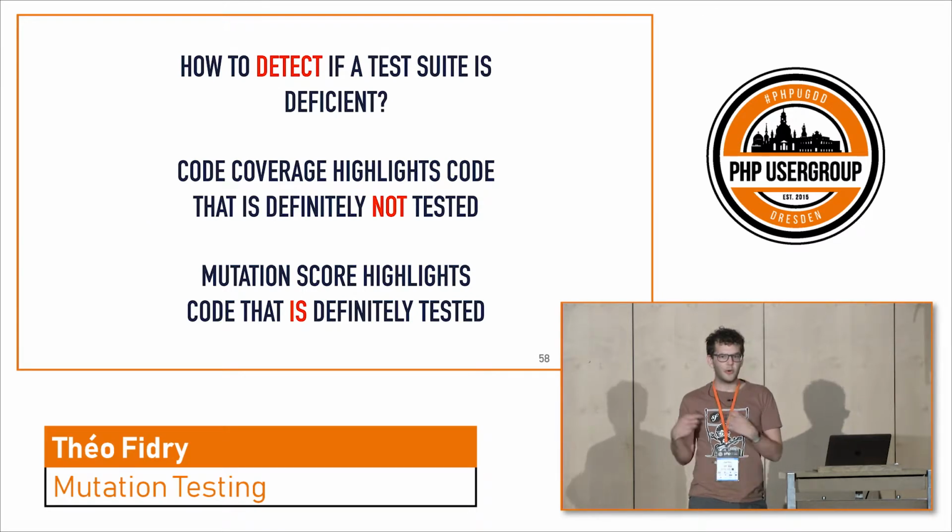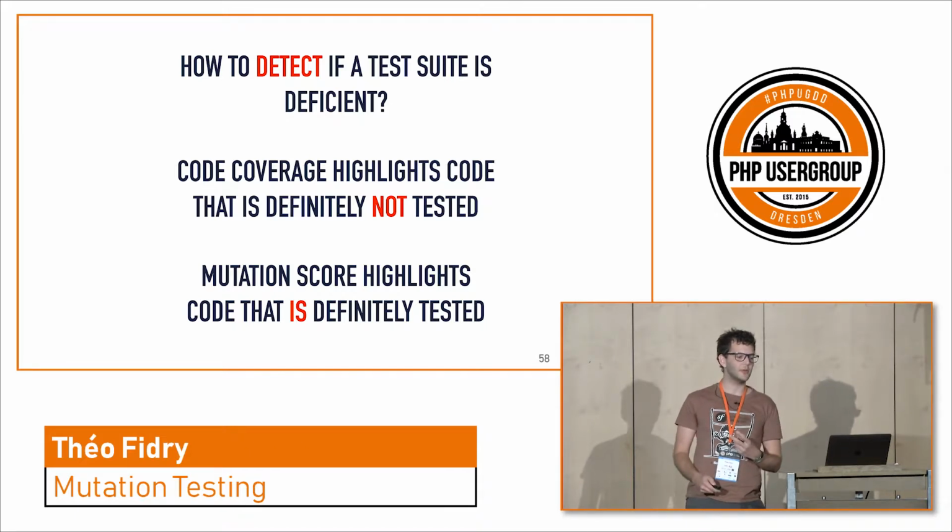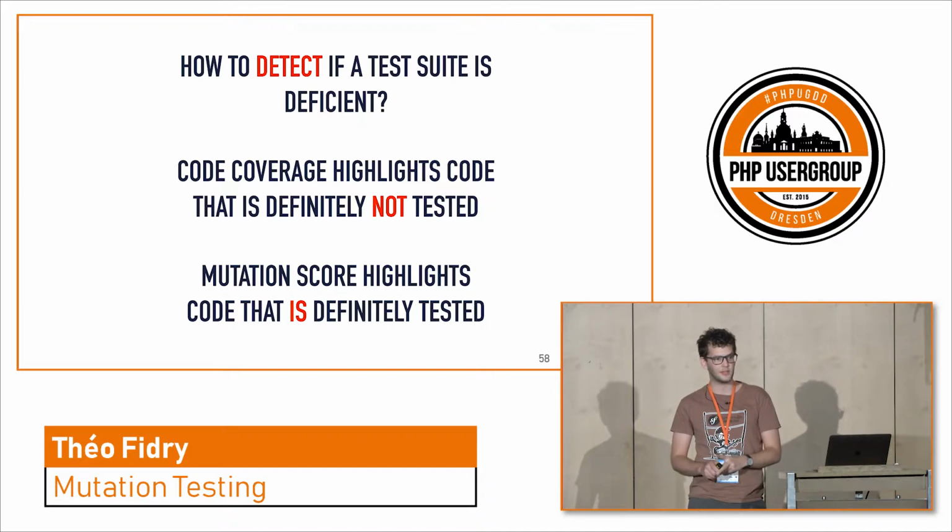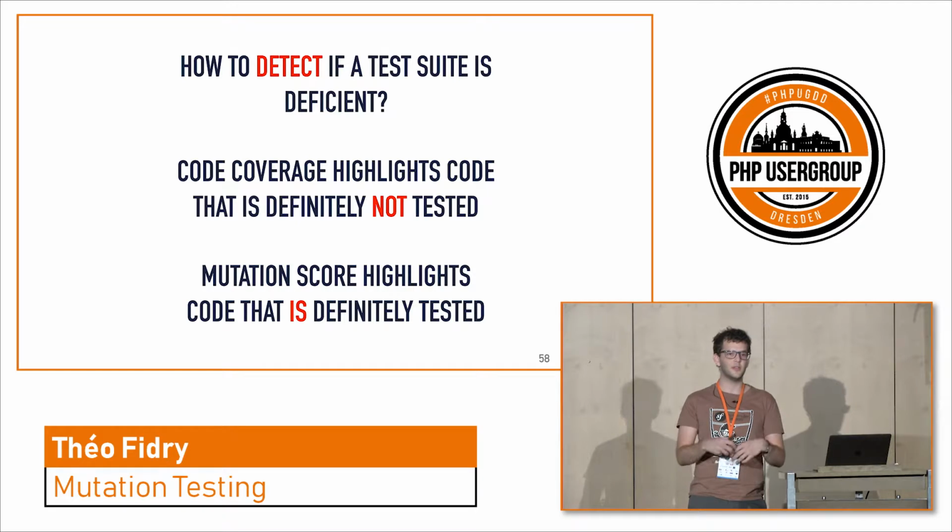So to the original question, how do you detect that a test suite is deficient? You have two metrics, not one but two. The first one is code coverage, which is going to tell you what is not tested. The code that's not being executed cannot be tested, so that's the first metric you can use. And the second one is, among the executed code, the mutation testing score is going to tell you what is definitely tested.